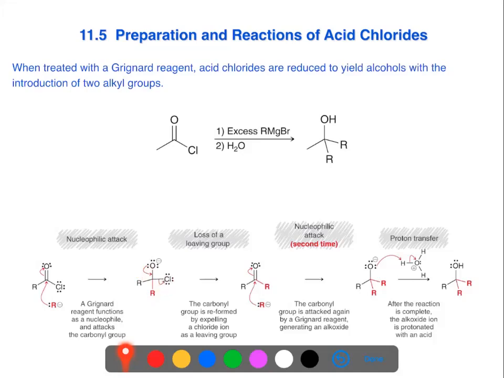Now the net result of this carbon nucleophile reacting with the acid chloride is the formation of a ketone. And in the presence of excess Grignard reagent, we'll see the ketone further react with that carbon nucleophile to give us yet a second oxide. But now we have a proton transfer step that's required. So either water or dilute acid can be used to protonate this oxide to give us our final alcohol.